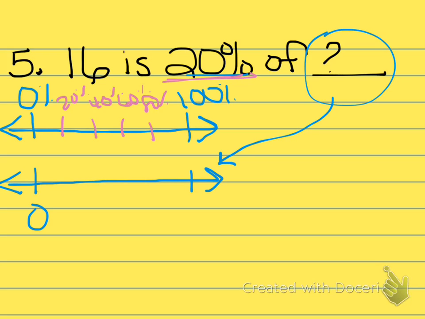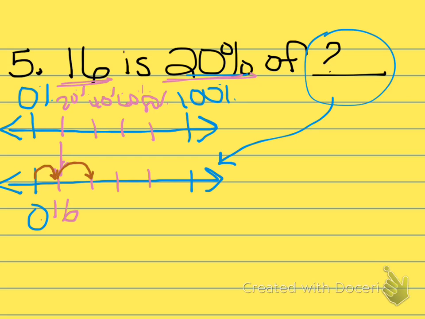Now, it said that 20% is 16, so directly under here, I need to have the same amount of places, and right underneath the 20% is going to be 16, because that's what they gave us. Now, right now all I know is 0 and 16. What I want to know is this number right here, so I need to start skip counting on my number line. To go from 0 to 16, which is my next line, I went 16 places.